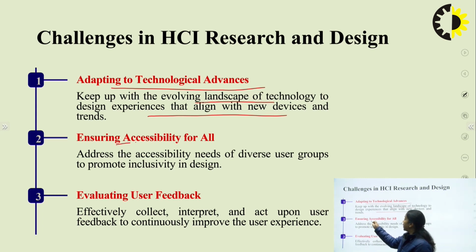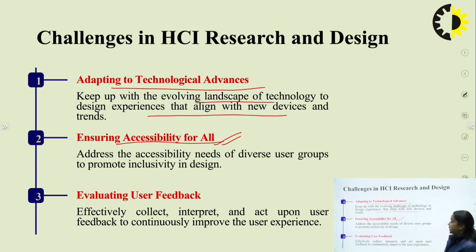Second is ensuring accessibility for all. It should be ensured that everyone can access it as per their need and their understanding, because every human is different, every region is different, every language is different, and their adoption is different. So accessibility should be possible for each and everyone. There should not be any single person left who is not able to adopt that interface. That means addressing the accessibility needs of diverse user groups to promote inclusivity in the design.